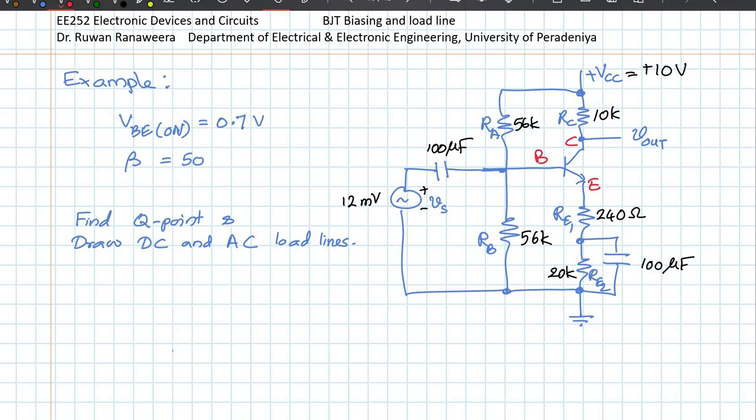So some information is given about this. The signal input is very small, so Vs is 12 millivolts, which is fed through an input capacitance of 100 microfarads. For the BJT, the on voltage, the forward drop of the base emitter diode, is 0.7 volts, and the beta, the current gain, is 50. What we are supposed to do is basically to find the Q point. In other words, we need to find what VCE and IC are at the Q point, VCEQ, ICQ.